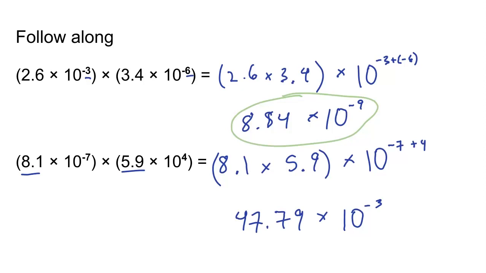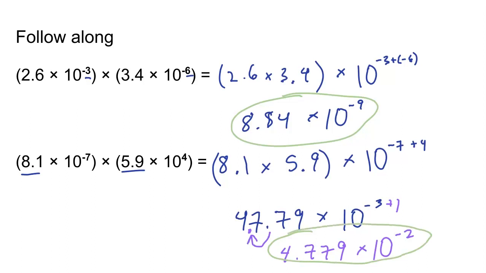But here you can see that the coefficient is greater than 10, so you need to move the decimal point one place to the left. So the new coefficient becomes 4.779 times 10, and in this case, since you moved the decimal point one place to the left, which made it 10 times smaller, you need to offset that by adding 1 to the negative 3. And negative 3 plus 1 is negative 2. So my final answer is 4.779 times 10 to the negative 2nd power.